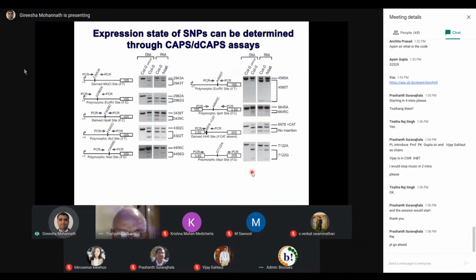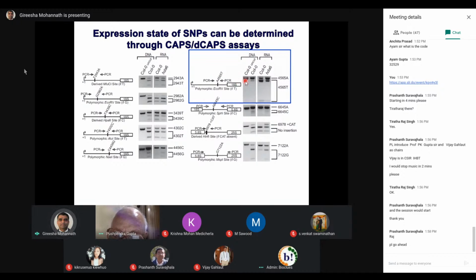So once you know a SNP, you can analyze its expression status. You can say whether the SNP is expressed or not. This is a panel of some SNPs we analyzed. I will just show you one quick example here, which I am showing with a blue square. At the DNA level, on the leftmost lane, please pay attention only to the one which I have shown with a blue box.